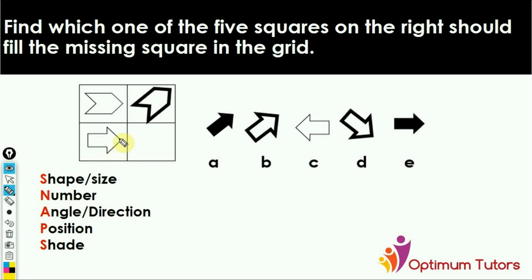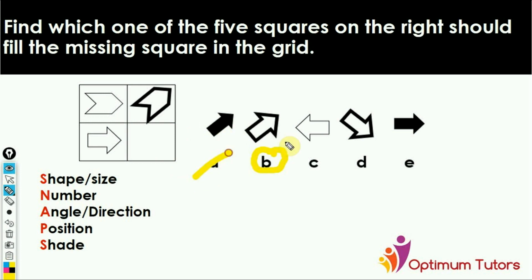So we've got an arrow here with a thin border. I would expect it to change direction to this northeast direction, and I'd expect the border to be thicker as well. So let's have a look at the options. I can see straight away that option B is also an arrow, and also that it's got a thick border. So I'm going to say I think it's B, but I'm going to check the others just to make sure I haven't missed anything out.